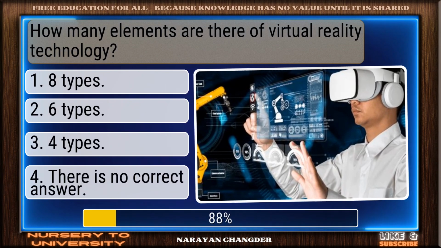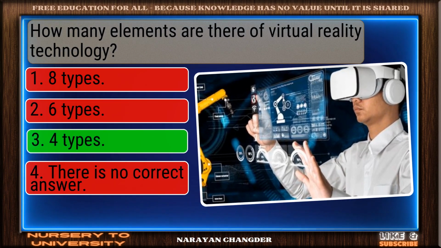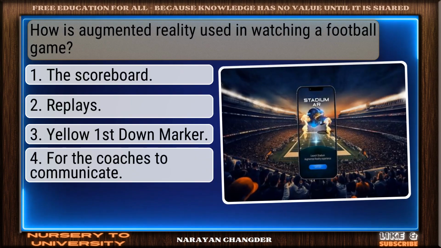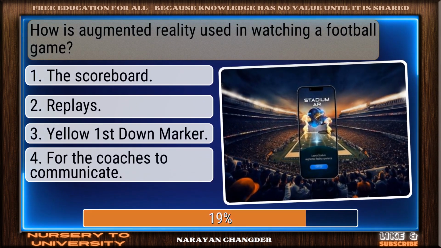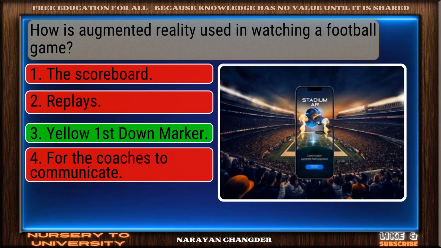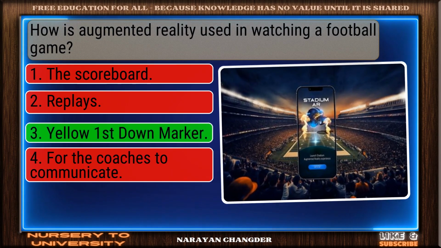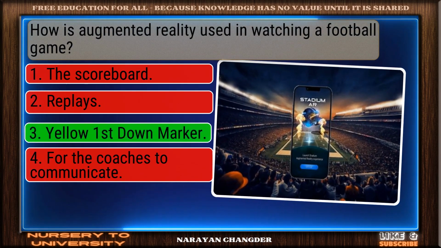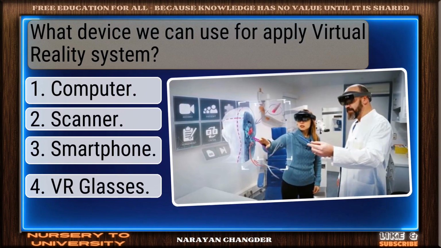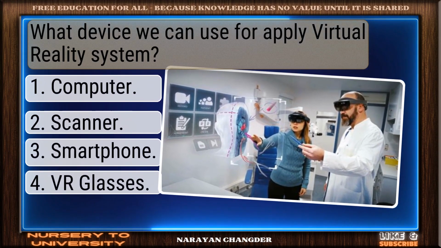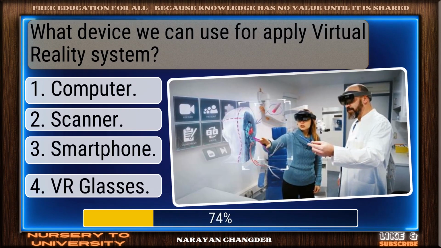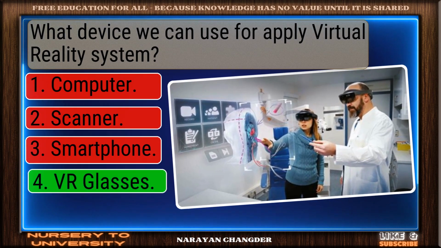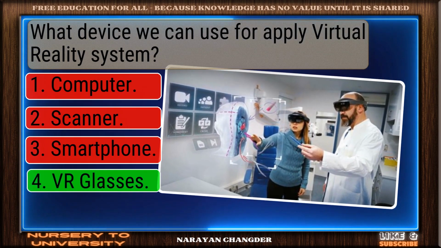Solid response. 4 types is a valid choice. Question number 41. How is augmented reality used in watching a football game? Bravo. Yellow first down marker is the answer. Question number 42. What device can we use to apply virtual reality system? Nice work. You chose VR glasses and it is correct.